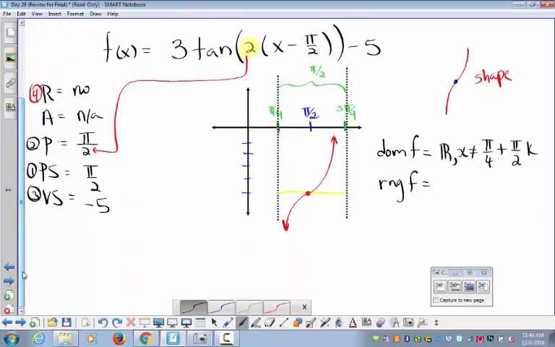And then how about the range? All reals. There's no gaps as we go vertically. No missing y values. So there's tangent.